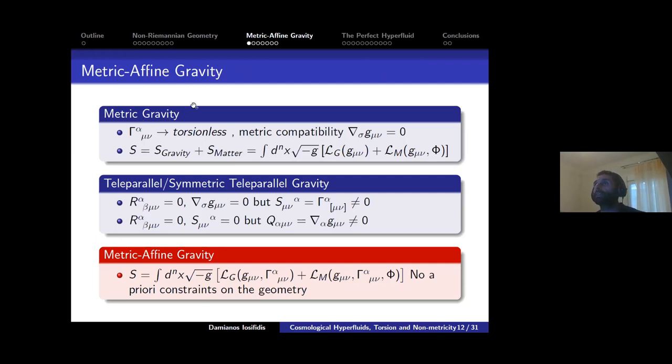The first one is metric gravity. In metric gravity, we start off with a connection that is both torsionless and metric compatible. As we saw with the previous decomposition, if we have vanishing torsion and non-metricity, the connection is always the Levi-Civita one. So if we are to write down a gravity theory, which will have a gravity part and a matter part, then both of these can have only dependence on the metric and its derivatives, and the matter fields, of course. So the only degree of freedom is the metric.